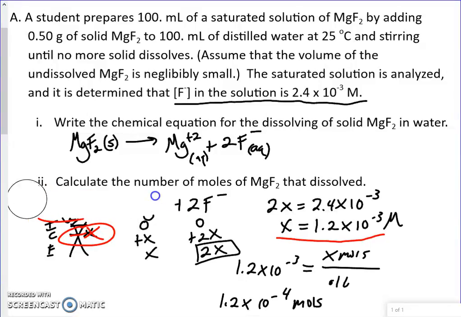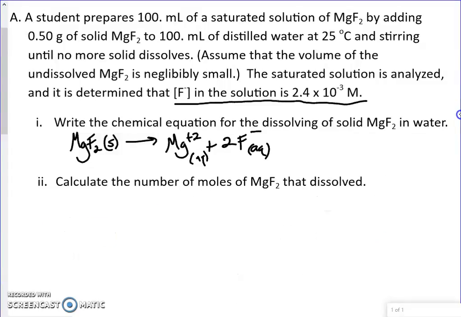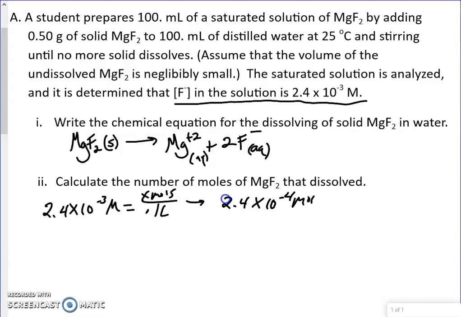Instead of doing the ice table, we can actually do some basic stoichiometry, and some of you may prefer that way over the other. Because we know the amount of ions that are produced, we can backtrack this as well. So in other words, 2.4 times 10 to the negative third molar. We want to get our mole value because of stoichiometry, so x moles over our 0.1 liters, and that's going to give us, we'll do an arrow instead of an equal sign, 2.4 times 10 to the negative fourth moles. Well, that's moles of fluorine ion.